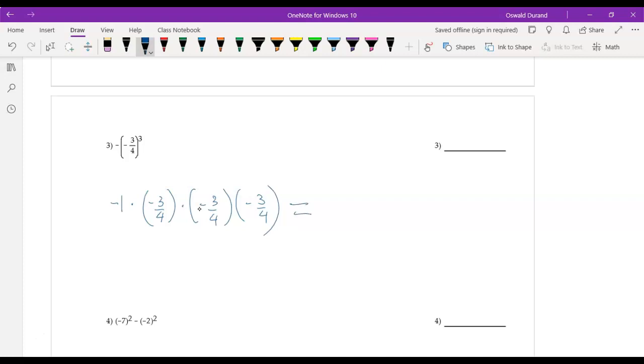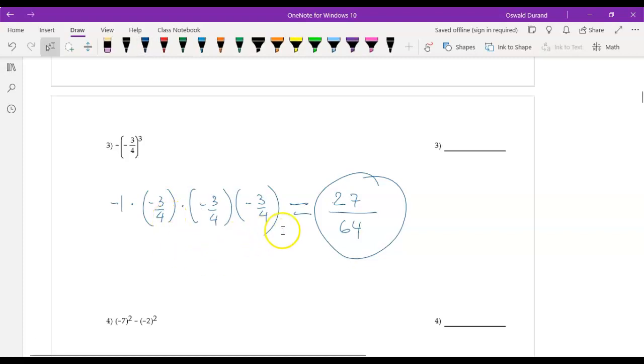So my outcome is going to be positive. Okay? I don't need to write the plus, but my outcome is going to be positive. And now I can multiply. 3 times 3 is 9. 9 times 3 is 27. Over 4 times 4 is 16. 16 times 4 is 64. So 27 over 64 is the answer, right? Because we have 4 negative numbers being multiplied, so therefore the outcome has to be positive.